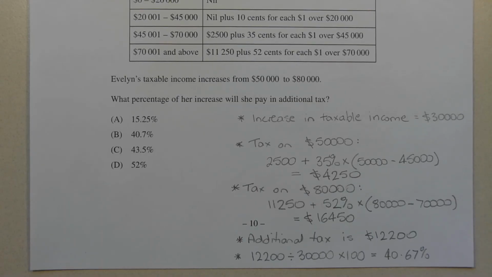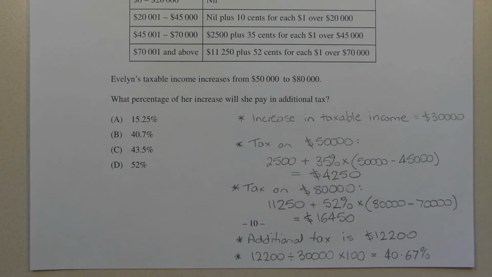The first thing to work out is the increase in taxable income. So her taxable income increases from $50,000 to $80,000, and the difference is found by subtracting $50,000 from $80,000. So $80,000 minus $50,000 is $30,000.